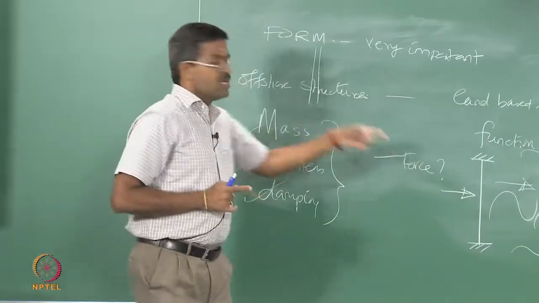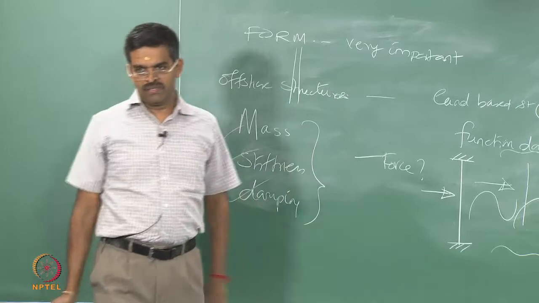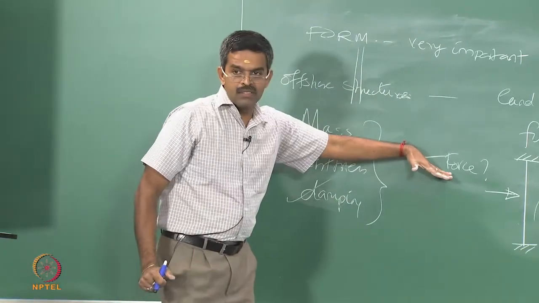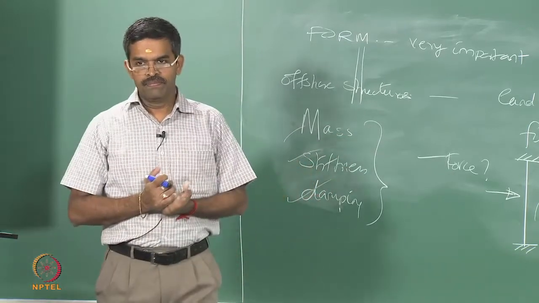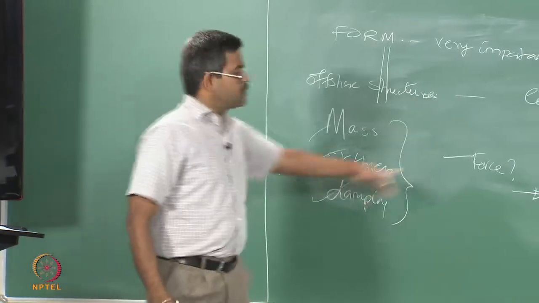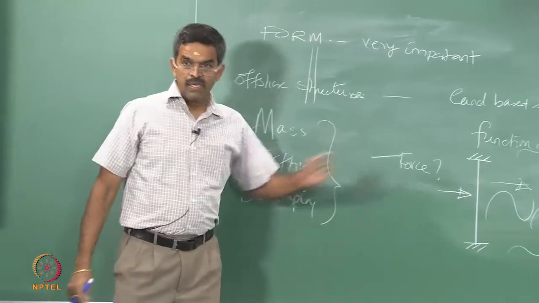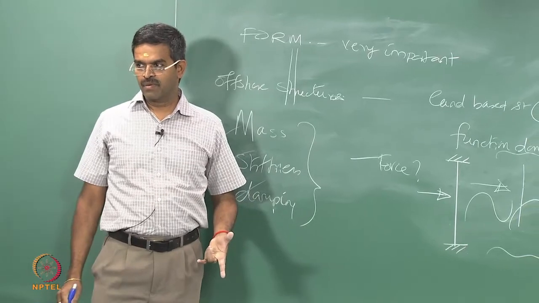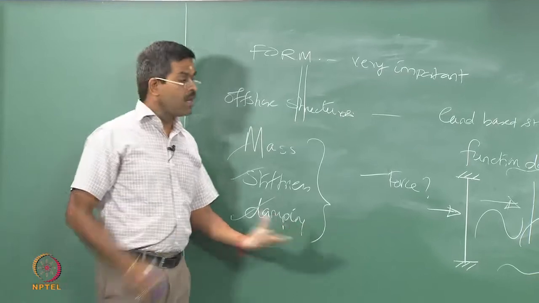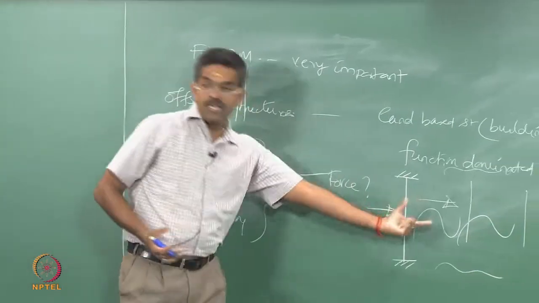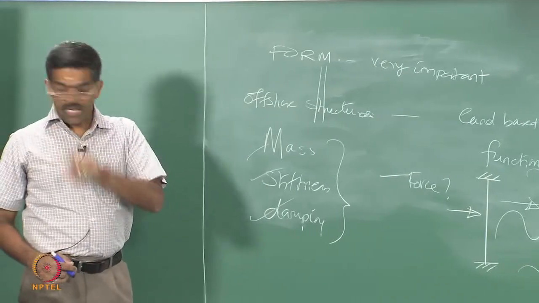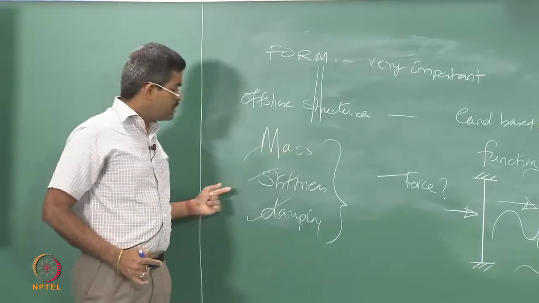If you do not have any one of them, you do not do a dynamic analysis. These are called essential characteristics of a dynamic loading, or dynamic analysis. If any one of them is absent, the dynamic analysis is not complete. But there are cases where we study undamped systems, there are cases where we study free vibration, so force is not present, but there is no case where we study mass is not present, stiffness is not present.